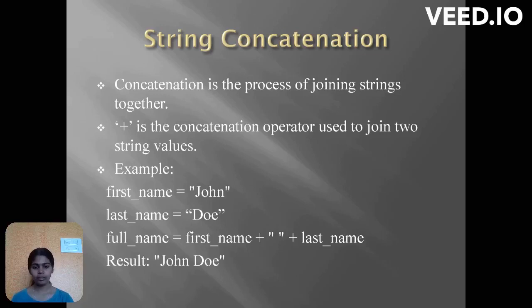The first variable used is first name, which is having a string that is John, and the next variable is last name, which is having the string that is Doe. Then these two strings are concatenated and assigned to another variable, that is full name. So when you concatenate these two strings, the result will be JohnDoe. If you require any spaces, you can use the spaces enclosed between double quotes, which gives you the required result.